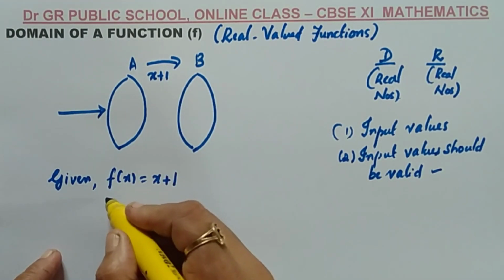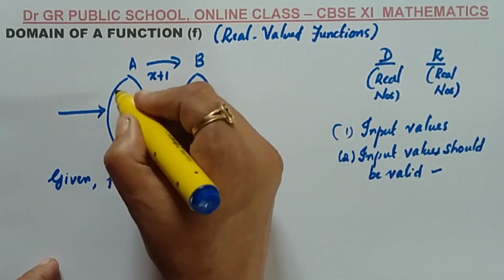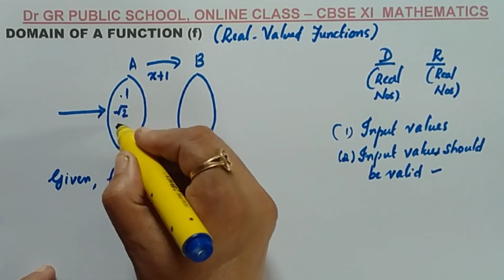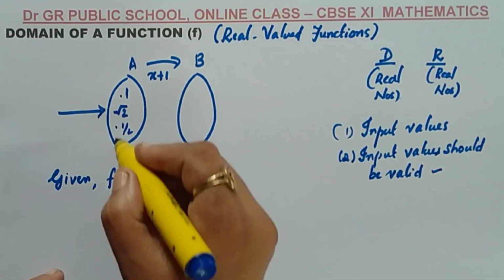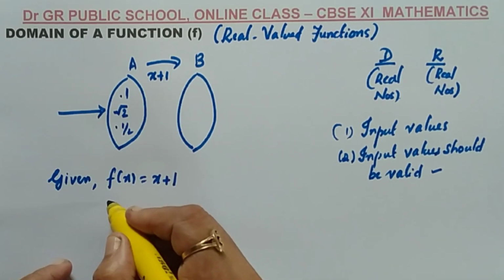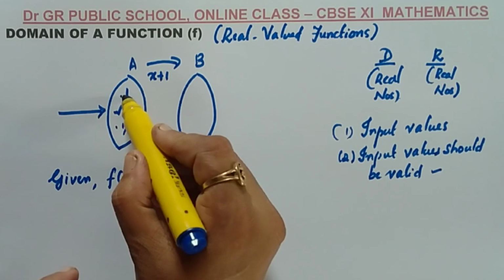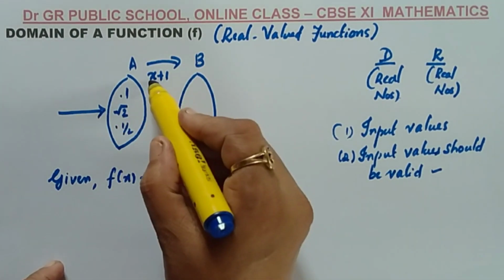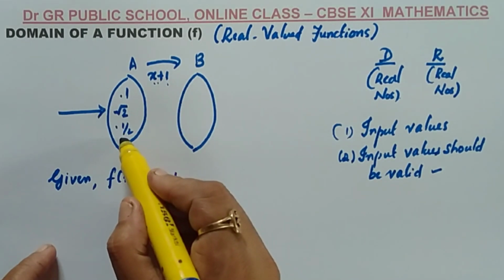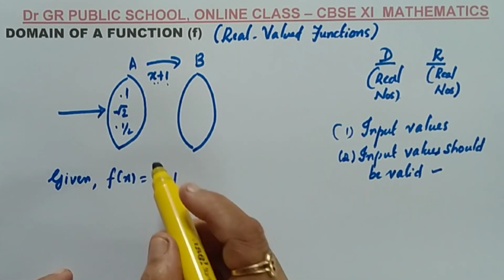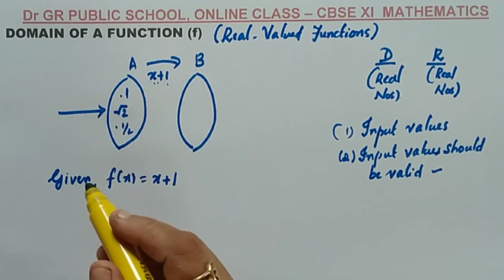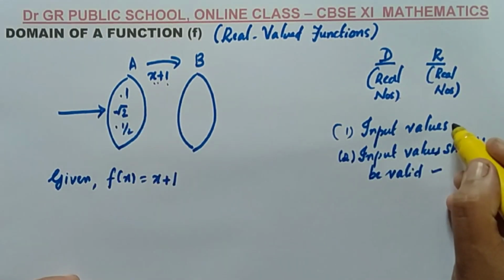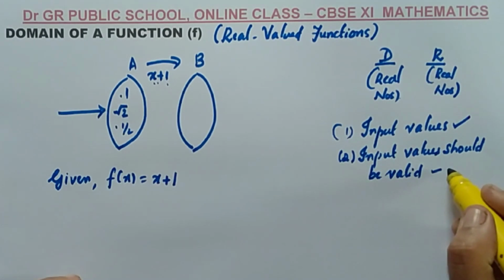For all real numbers. For example, consider the real number 1, then another real number root 2, then another real number 1 by 2, etc. For all the real numbers, the function is valid. Why? Because f of 1 means 1 plus 1, f of root 2 means root 2 plus 1, and f of 1 by 2 means 1 by 2 plus 1. So for all the values, the function gives an output. So the domain of a function means the input values but also admissible ones.